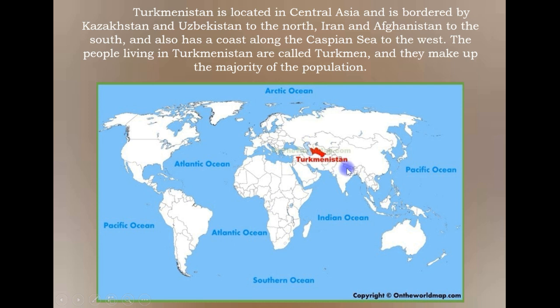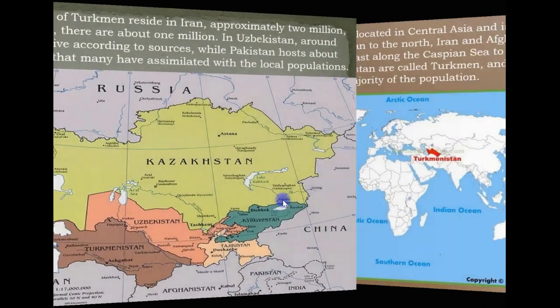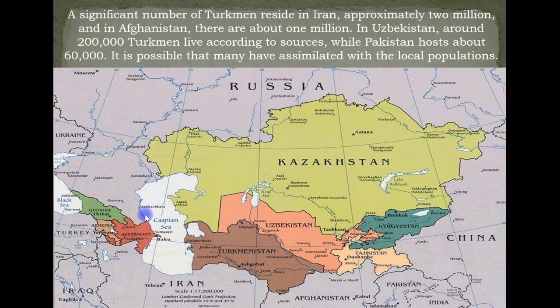Okay, let's get into the next slide. This is the map of Central Asia and the Central Asian countries. A significant number of Turkmen live in Iran, approximately 2 million, and in Afghanistan there are about 1 million, more or less. In Uzbekistan, we have around 250,000 people. Turkmen live, according to the sources, in Pakistan, around 60,000. It's possible that many have assimilated with the local population.